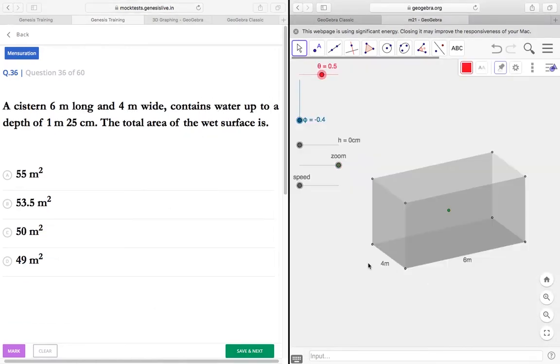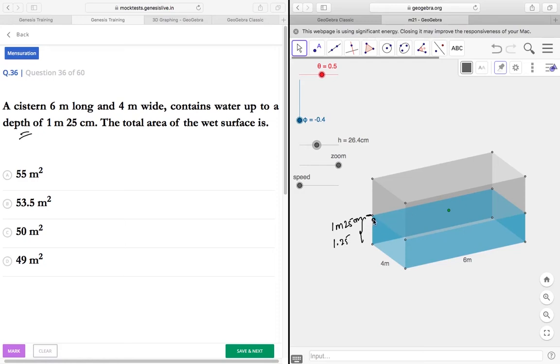36th. A cistern 6 meter long. Cistern means water tank. Okay. A cistern 6 meter long and 4 meter wide contains water up to a depth of 1 meter 25 centimeters. So let's say that this is the water, right? And let's assume that this particular length, we call it the depth, right? So depth is 1 meter 25 centimeters, which is nothing but 1.25 meters.